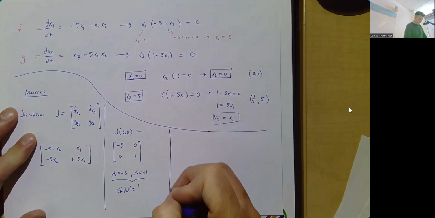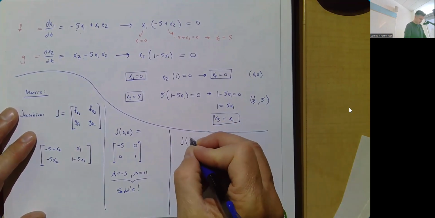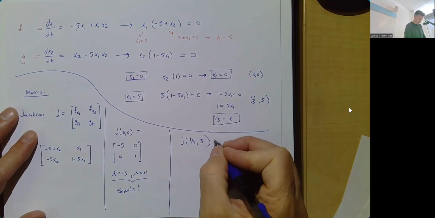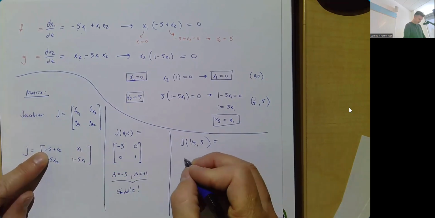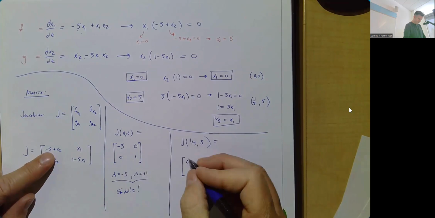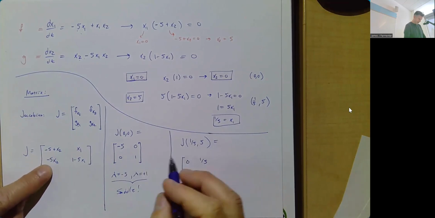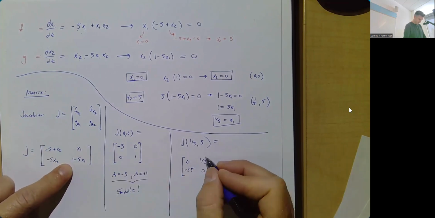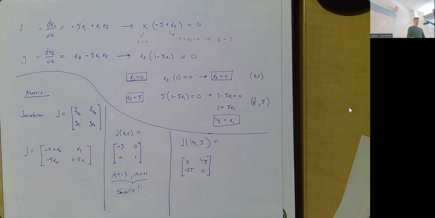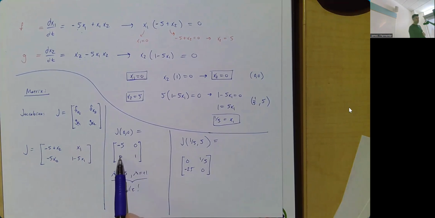Let's look at the other equilibrium. J of (1/5, 5). Plugging that into our Jacobian, we get -5 plus 5, which is 0. We get 1/5. We get -5 times 5, which is -25. And we get 1 minus 1/5, which is 0. Now be careful here. The eigenvalues are not 1/5 and -25. That thing only works if you have a 0 in this corner or this corner. These two corners are not helpful to have zeros in as far as easily identifying the eigenvalues.